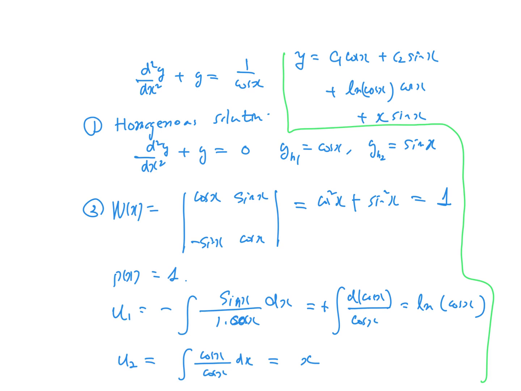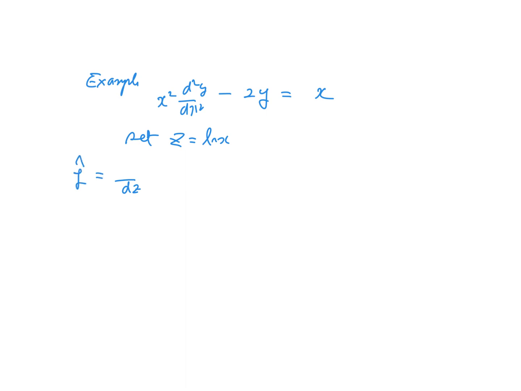Another example I like is, still, maybe I'm going a little bit too fast. Example: x squared d squared y over dx squared minus 2y equals, say, x. So this is an equidimensional type, right? So we set z is ln x, then this L becomes d over dz, d over dz minus 1, minus 2, right? So d squared over dz squared minus d over dz minus 2.